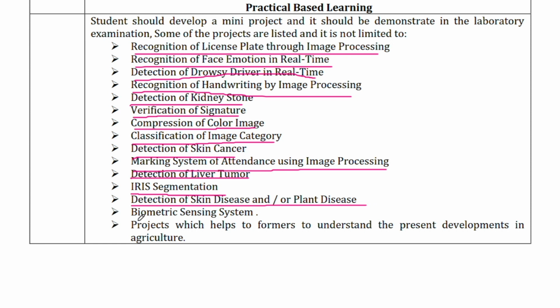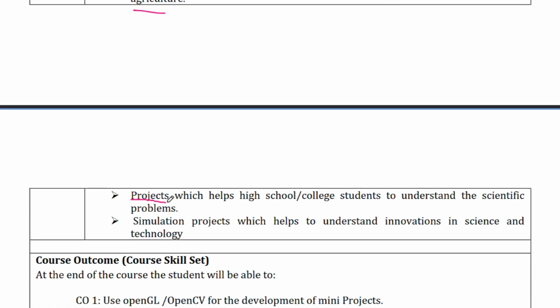The 14th project is a biometric sensing system. The 15th project is projects that help farmers understand the present development in agriculture. The 16th project is a project that helps high school or college students understand scientific problems. The 17th project is a simulation project that helps understand innovation in science and technology. These are all the part A and part B programs and mini projects.